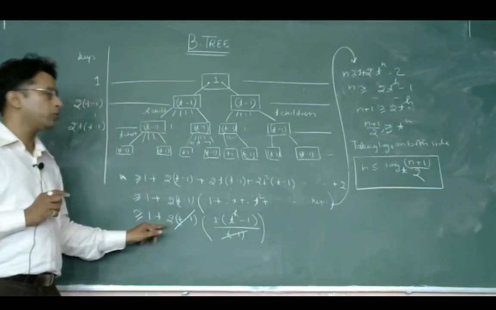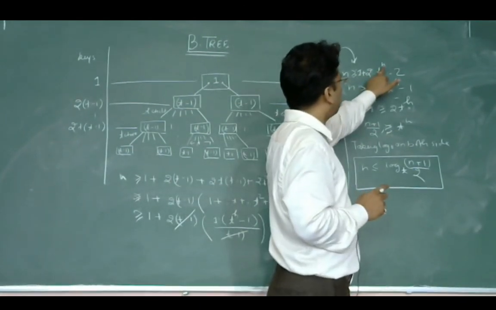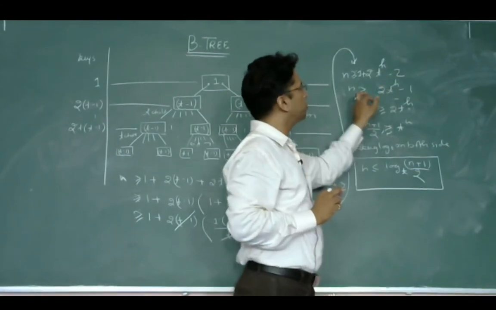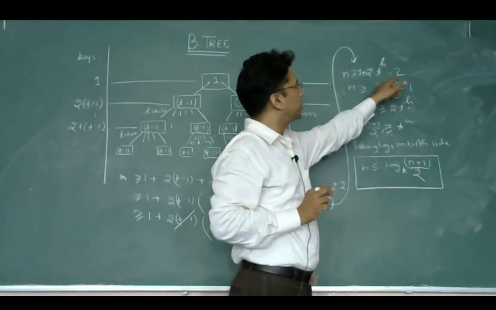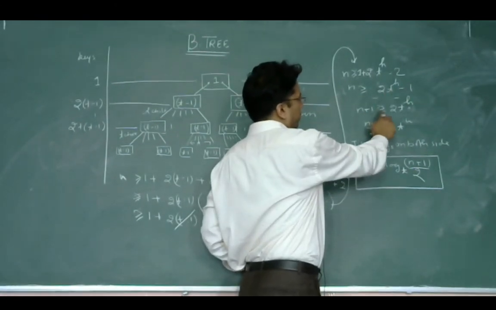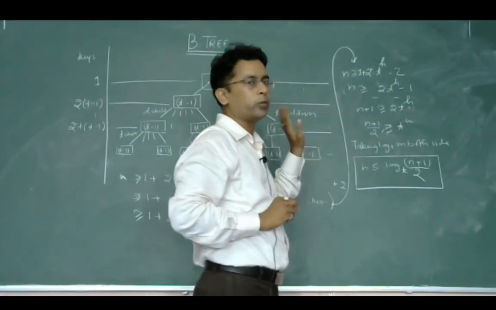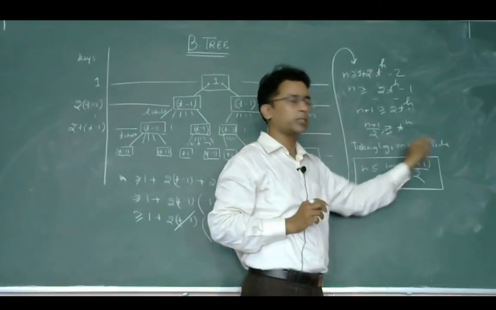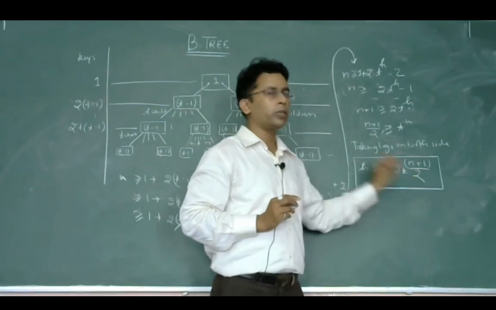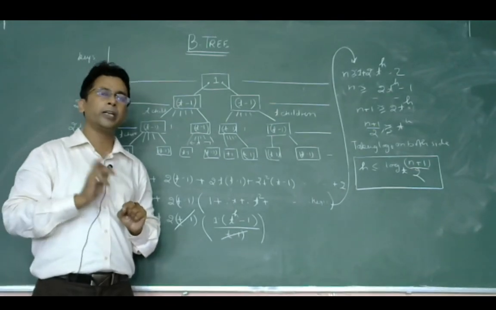t minus 1 will be cancelled out, and after that what will we get? 1 plus 2t minus 1 into t raised to the power h minus 1 upon t minus 1; here this is not n, this is h. So it becomes 2t raised to the power h minus 1, and 1 minus 2 is equal to minus 1. So n plus 1 is greater than or equal to 2t raised to the power h, or t raised to the power h is less than n plus 1 by 2. Taking the log base t on both sides, h is less than log base t of n plus 1 by 2. So this is the maximum height for the B tree with degree t.